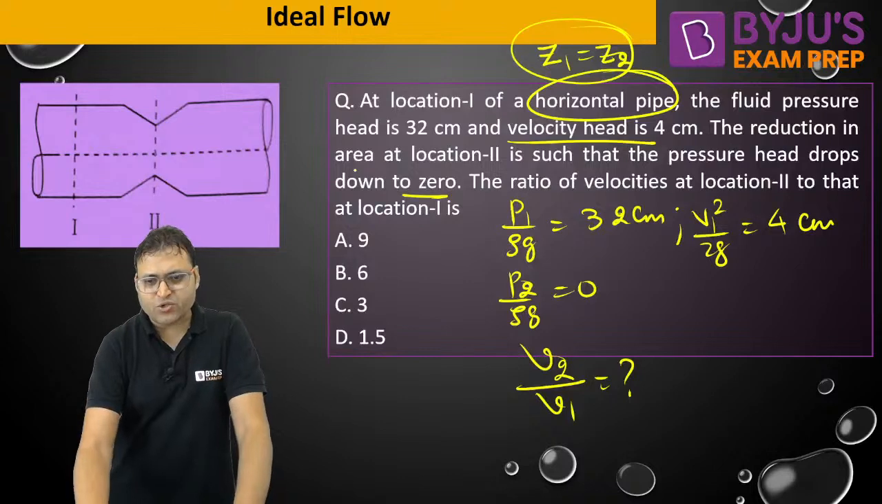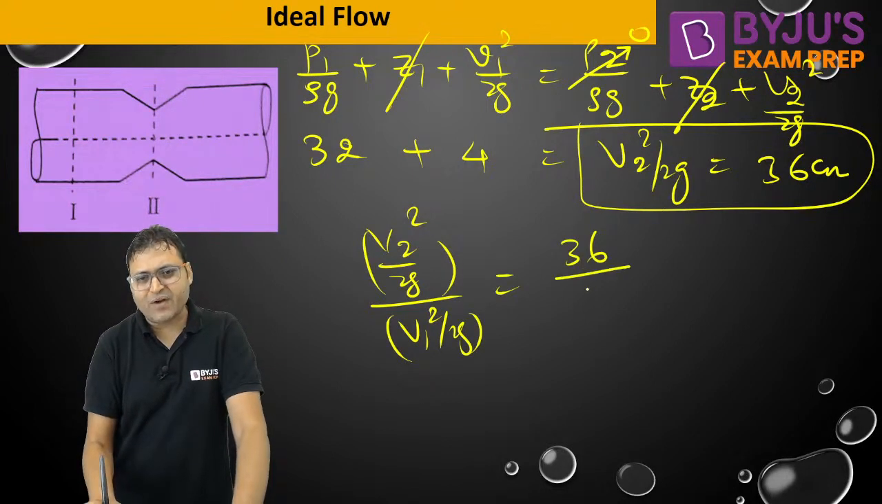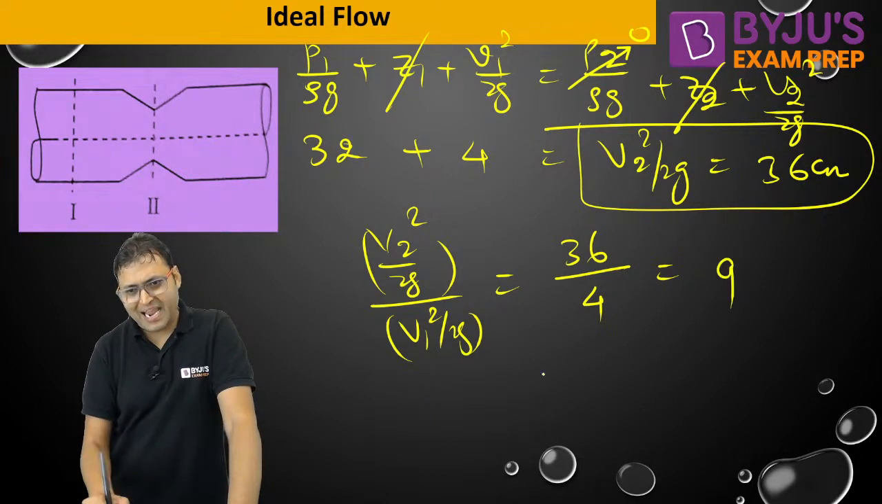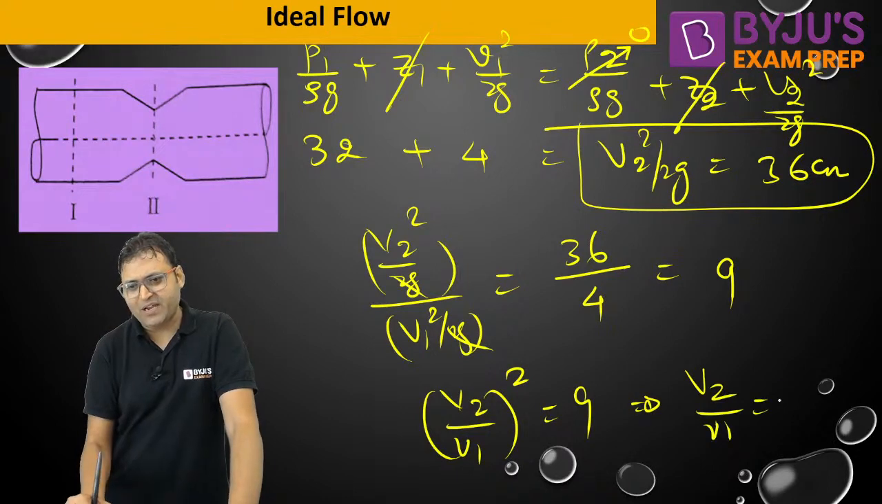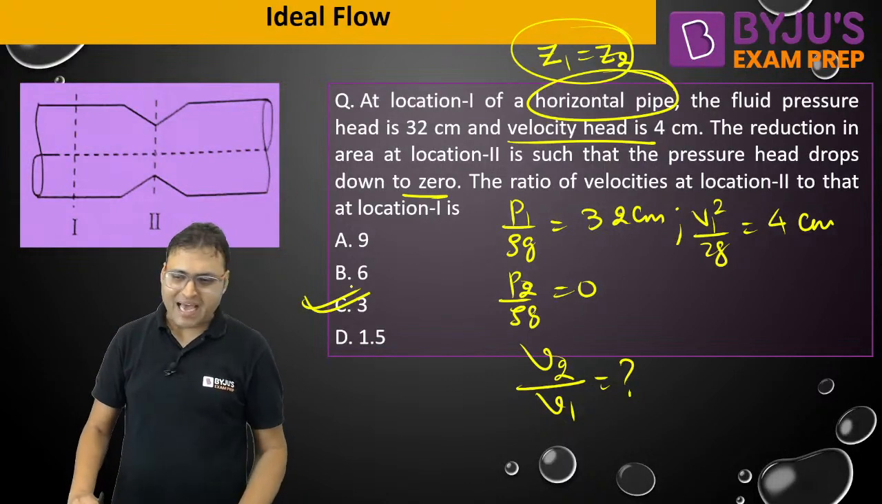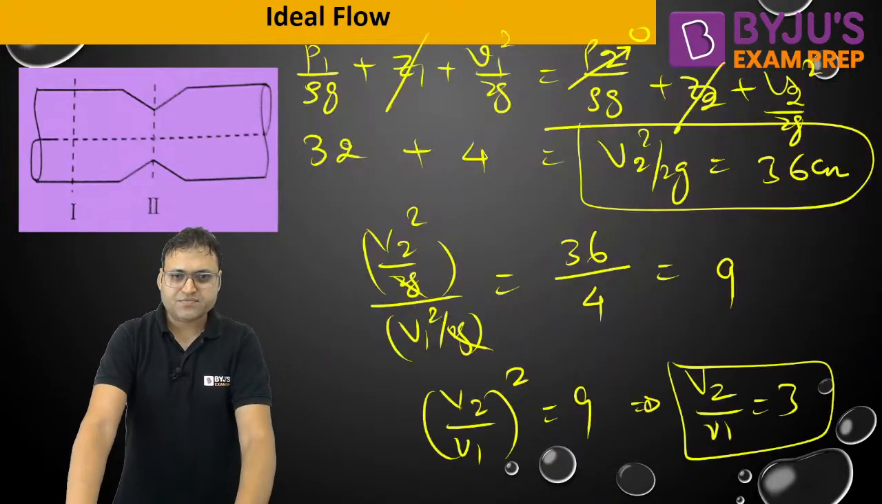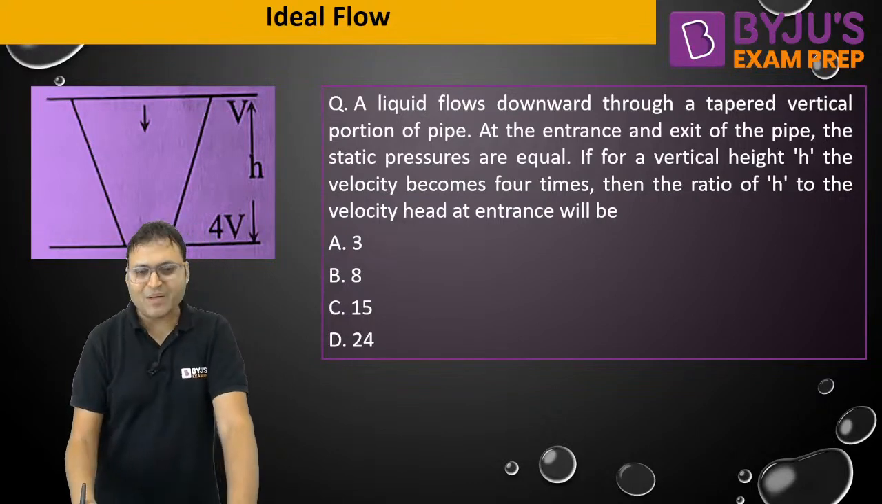So the question is to find out V2 by V1. So we can say V2 square by 2g upon V1 square by 2g is equal to 36 divided by 4, that is 9. 2g gets cancelled out. So V2 by V1 whole square is equal to 9, so V2 by V1 will come out to be 3. It is not 9, it will be 3. Option C is the right answer for this one. Clear? Now the next question, again a very simple question from the Bernoulli principle.